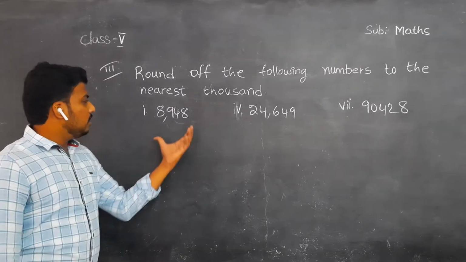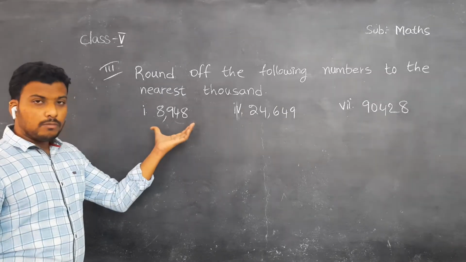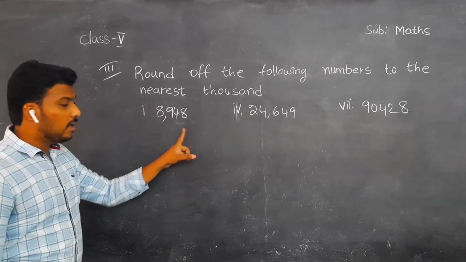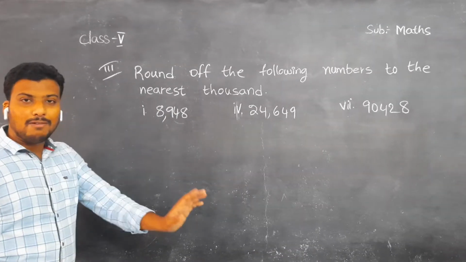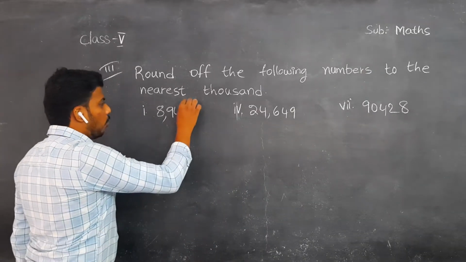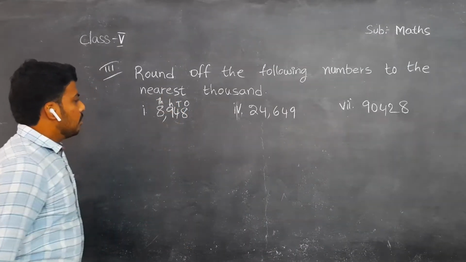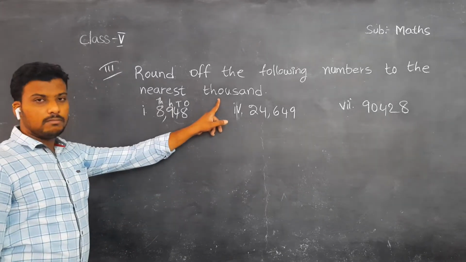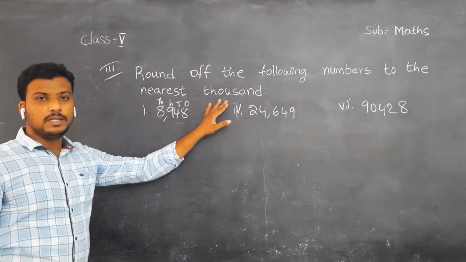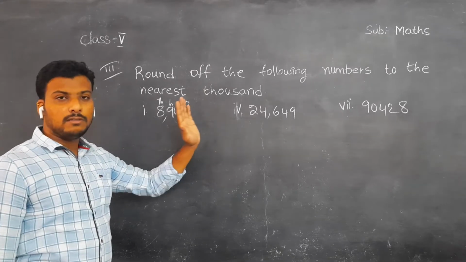Children, look at the number. Before doing the problem, you have to look at the number first and identify the place value system. You know that we always start from right to left. So ones, tens, hundreds and thousands. He only asked for thousands. He said round up the following numbers to the nearest thousands, but not to the nearest hundreds or nearest tens. So we have to only concentrate on thousands.